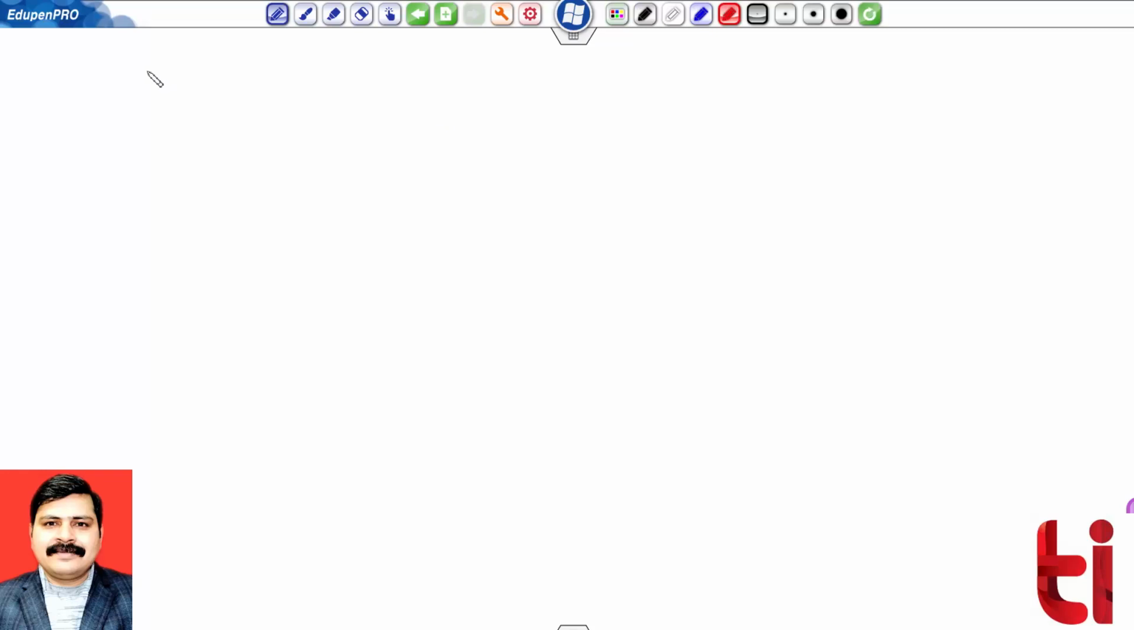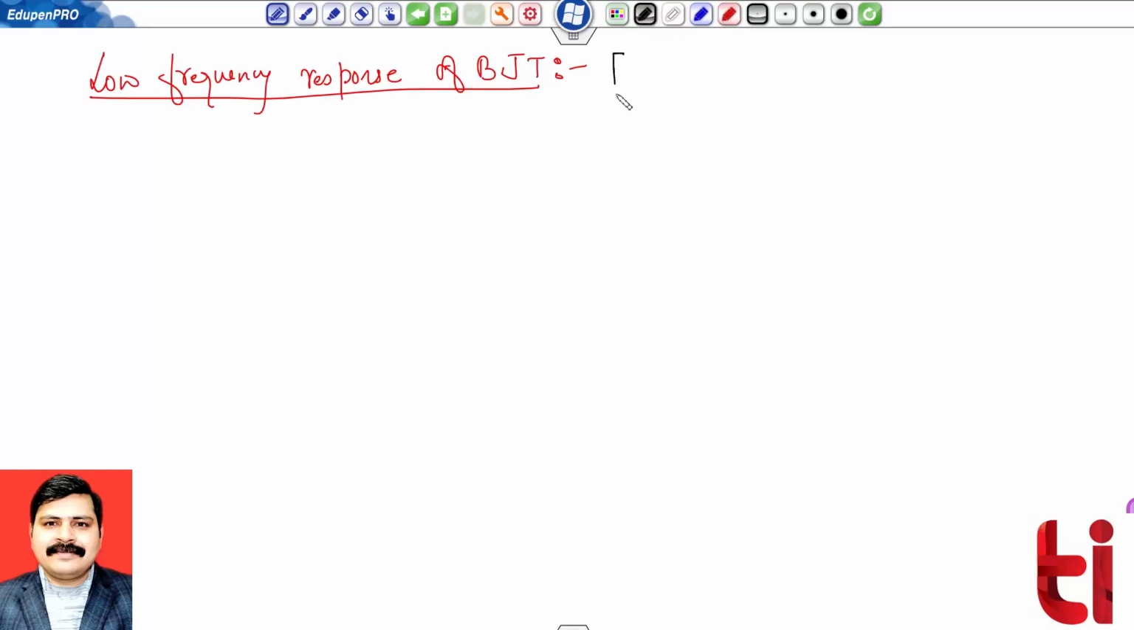So, in this module, we will discuss in detail how to get the low frequency response of a BJT based amplifier, and in fact, let us consider a common emitter amplifier using the re model. As we have discussed the re model in the previous module, on the basis of that, we will consider it.